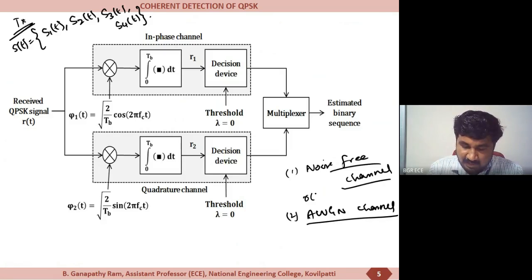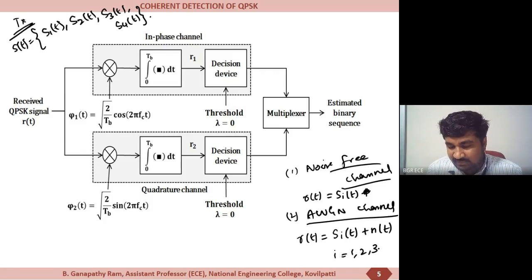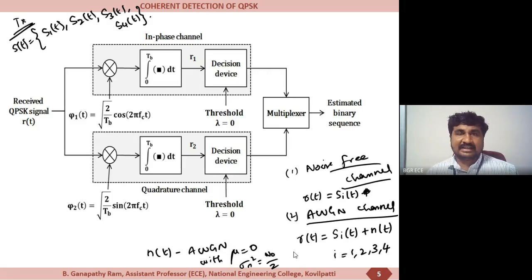In noise-free channel, r of t can be written as Si of t alone. And for additive white Gaussian channel, the received signal r of t at the input of the receiver is assumed to be r of t is equal to Si of t plus n of t for i is equal to 1, 2, 3 and 4. And here n of t is additive white Gaussian noise with zero mean and variance N0 by 2, where N0 is the power spectral density per unit bandwidth. So let us first consider the noise-free environment.